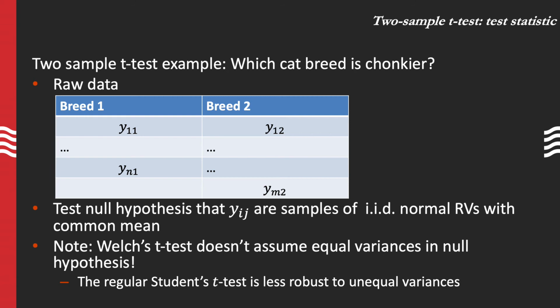And I'm actually going to do something that's not really strictly student's t-test. I'm going to use what's called Welch's t-test, which is an approximate, but it's a generalization of student's t-test where you don't have to assume that the standard deviation of the weights of the two breeds is equal. The regular student's t-test, your null hypothesis would assume that all of the y sub ij come from a common normal distribution so that the variance is equal between the two breeds.